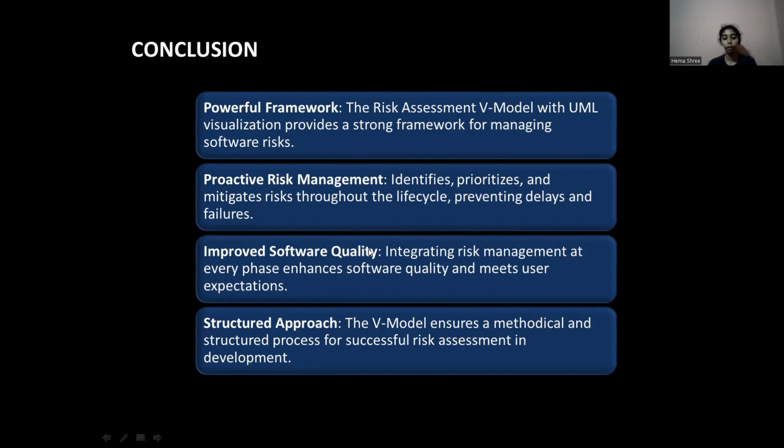By integrating risk management into several phases of development, from requirement gathering to final testing, teams can improve the quality of their software products and deliver solutions that meet user expectations. Ultimately, the V model approach provides a structured and methodical way to ensure that risk assessment is a key component of successful software development.